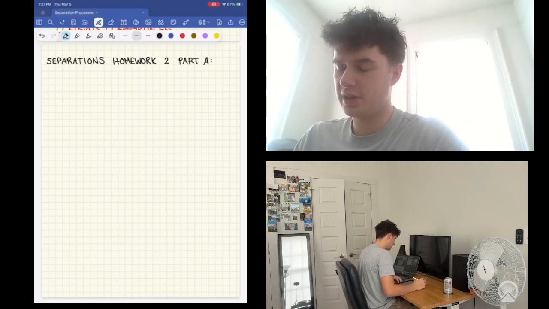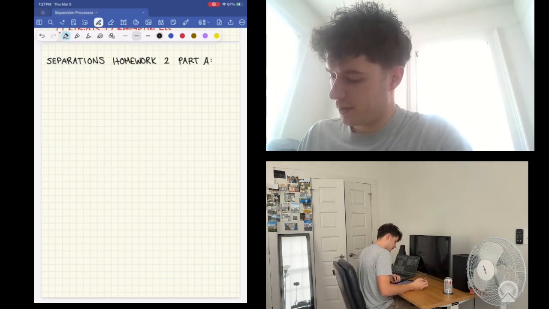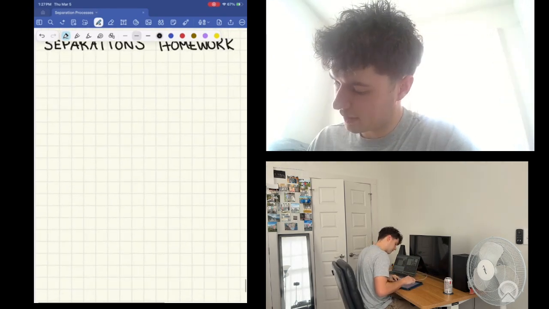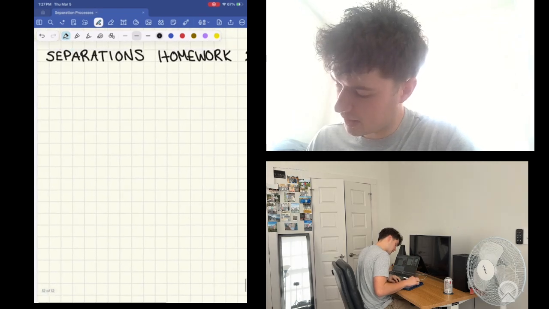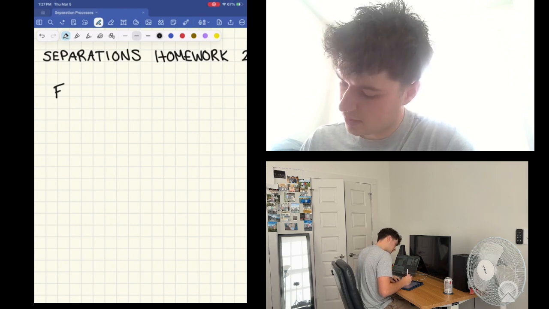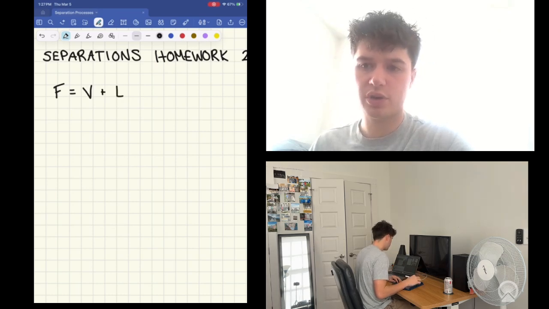So, let's begin with putting down some equations that are going to be the backbones of the work that we're going to do today. As we've seen before in many classes, F, which essentially means the total composition, is going to be equal to our vapor plus our liquid.